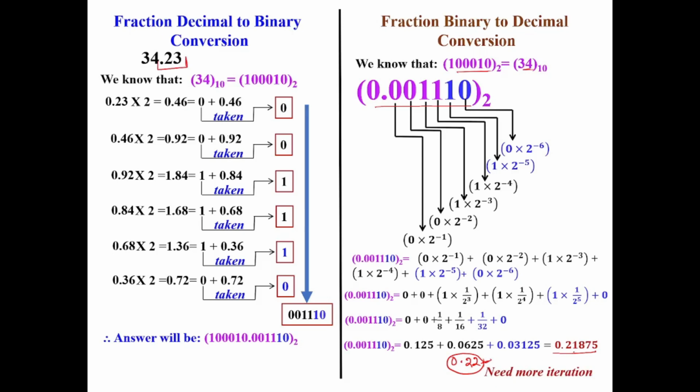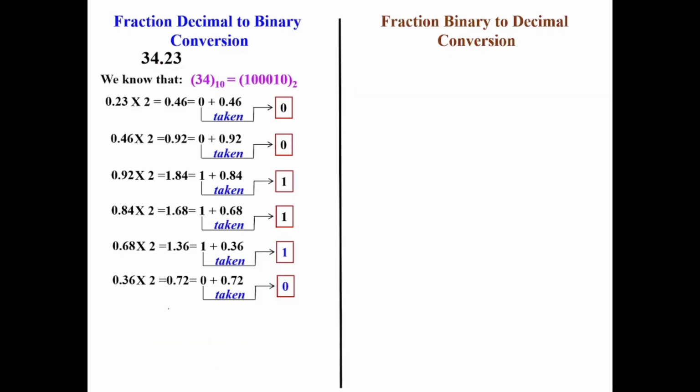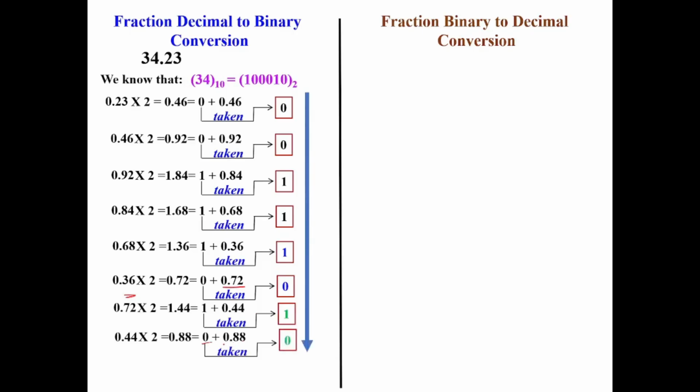Here if I take this much value, 0.21875, it will be at most 0.22. So we need 0.23, and we need more iteration. More iteration means up to this much we have done, and again 2 steps we have to go. 0.72 multiplied by 2, we got 1.44, and 1 is taken as the answer. Then 0.44 multiplied by 2 and we get 0.88. 0 is the integer part taken separately, and this is the fractional part.